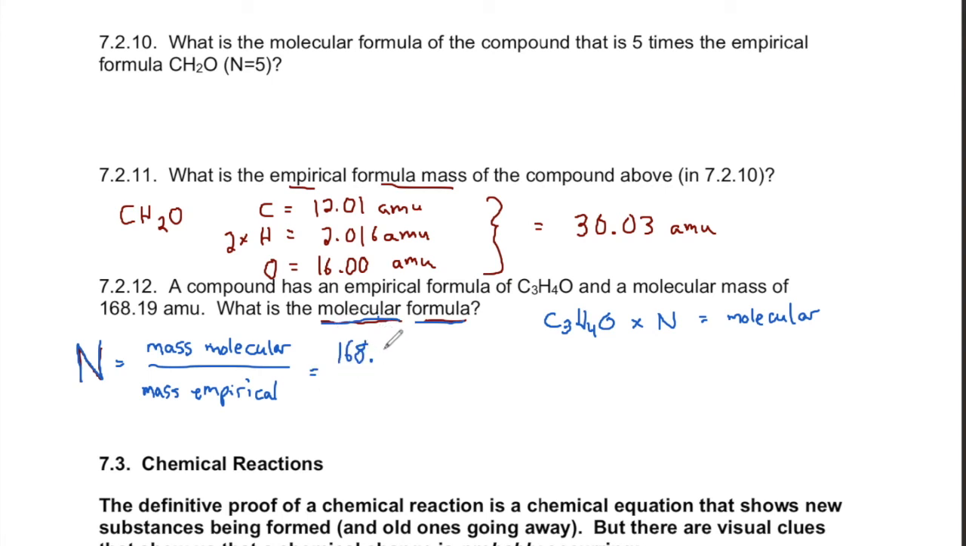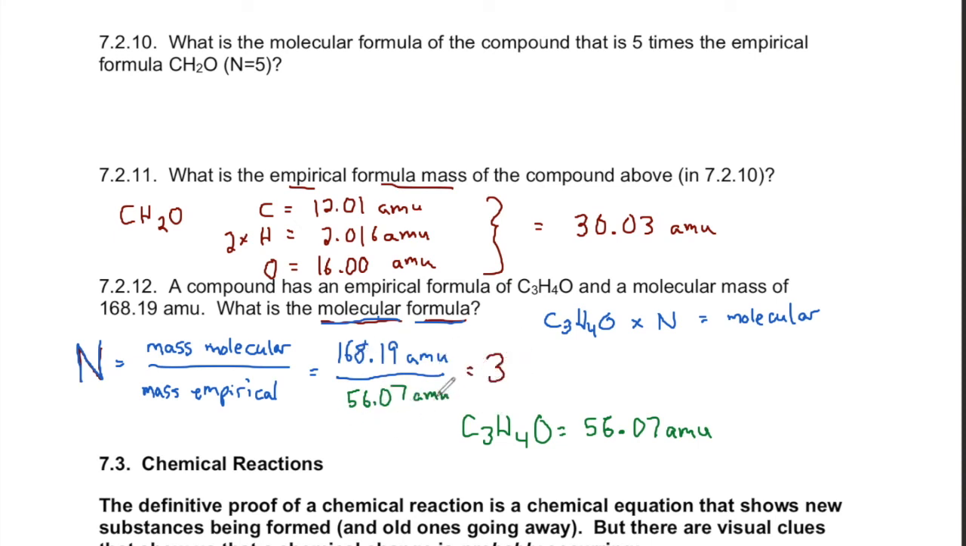We did an analysis on the molecule and we know that the mass of the molecular formula is 168.19 AMU. That's the molecular mass. And the empirical mass we can figure out if we add up all the elements here, 3 carbons, 4 hydrogens, and 1 oxygen, we get 56.07 AMU. So let's put that here. And we can see that the molecular mass is about triple what the empirical mass is. So that multiple N is 3.